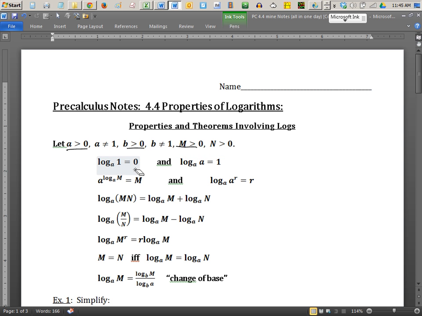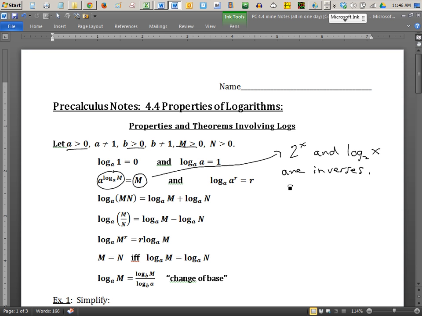Okay. Let's go on to the next one. What does it mean for us to find A to the log base A of M? What does that even mean? Okay, so the answer to this is evidently just M. But why? Well, remember what we said earlier. We said that 2 to the x and log base 2 of x are inverses. We said that yesterday.